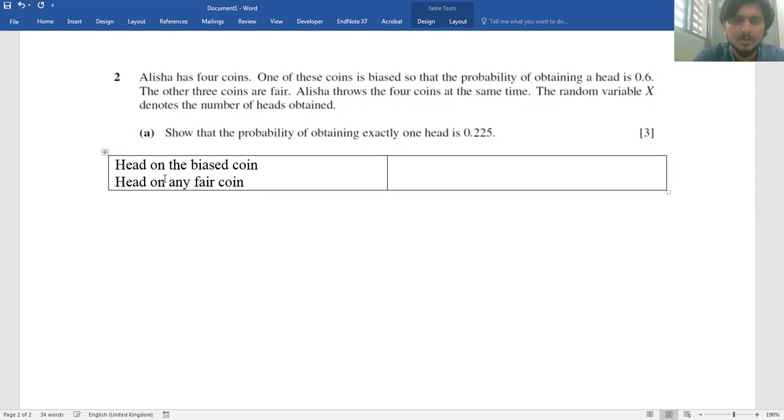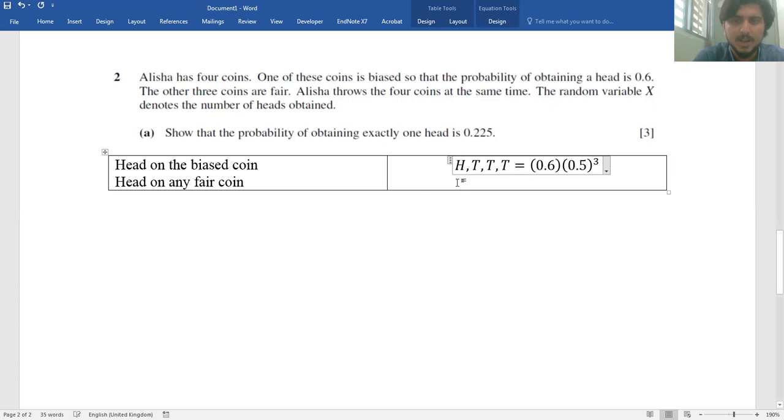Right, so first let's talk about if she gets head on the biased coin. So we will say that we get head and then tail and then tail. So how do we calculate it? Head is 0.6 and the remaining three are tails, which is 0.5 to the power 3.